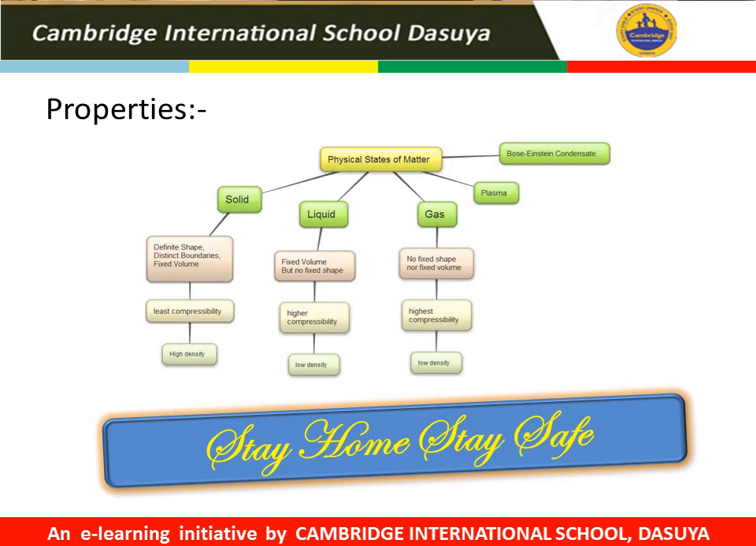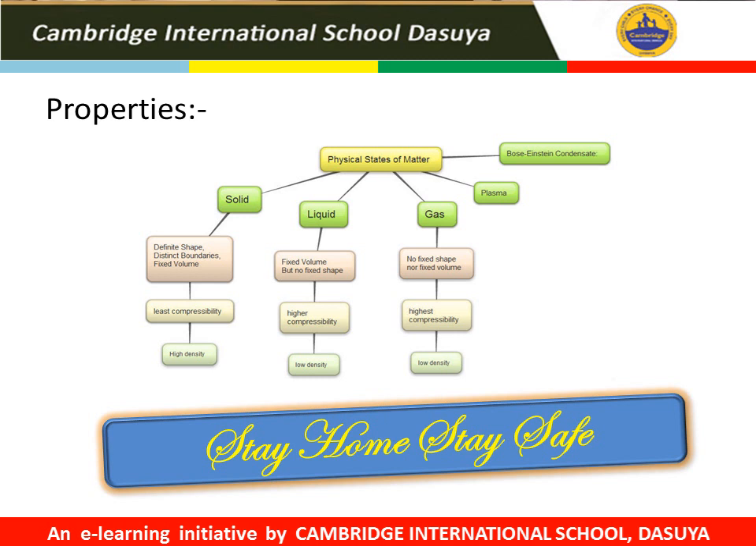When we ask about the properties of matter, for solids we say that they have definite shape, distinct boundaries, and fixed volume. In terms of compressibility, they are least compressible, and they have very high density. For liquids, we have fixed volume, but they don't have a fixed shape, and their compressibility is higher as compared to solids. In terms of density, it is lower as compared to solids.